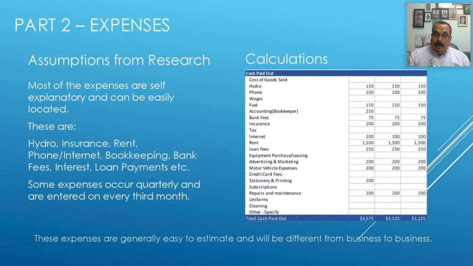So I filled in a bunch of the things that are really easy to find out. And you'll see I've got hydro, phone, fuel, accounting, bank fees, interest, loan payments. Some expenses occur quarterly and are entered every third month. An example of that is accounting. You can hire your bookkeeper, you pay a fee to do your quarterly remittance, and she'll charge you some money for that. She may not be charging you monthly. She may charge you quarterly, or you can do it annually. So it depends on exactly what you want to do. Again, these things are not set in stone. You can take one out, put one in, wherever you need to be.